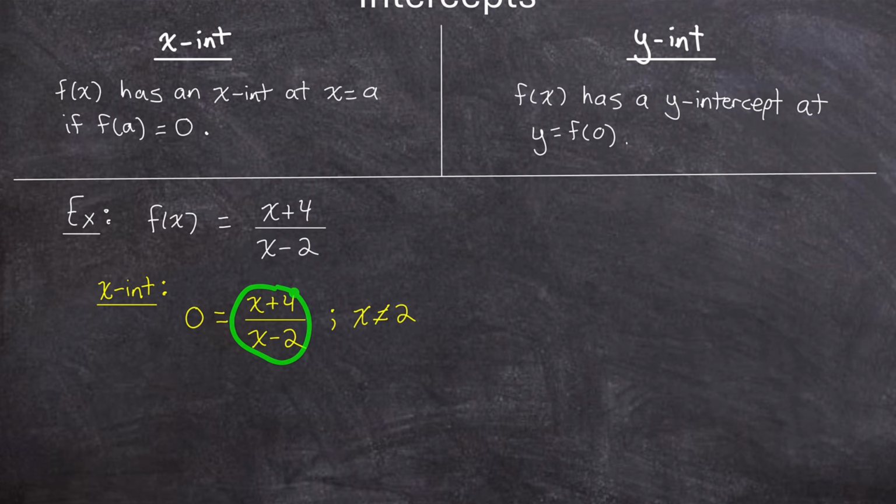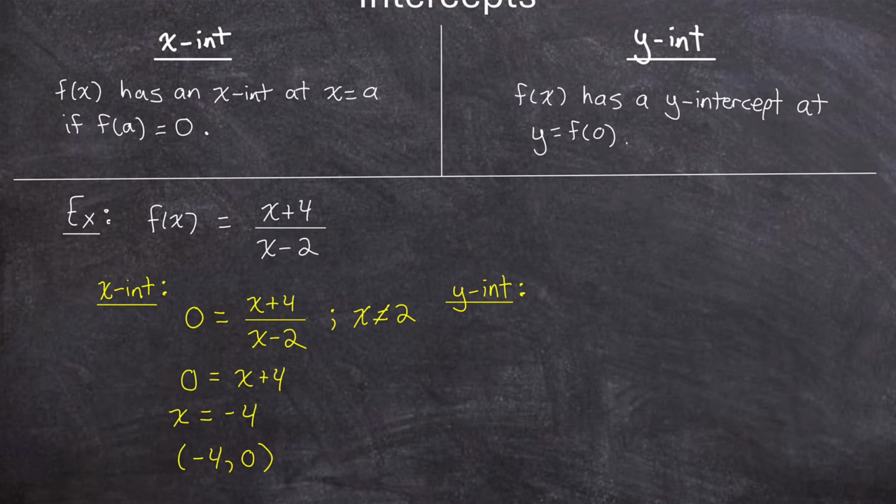What makes a rational function be 0 is if the numerator is 0. So I can just set the numerator equal to 0. And then solving that equation, I see that if x was negative 4, this function would be 0 over negative 6, which is 0. So there's an x-intercept at the point (negative 4, 0). And now let me calculate the y-intercept. The y-intercept is at whatever y value you get when you set x to 0. So I'll just evaluate f at 0. Subbing in 0 for these x's, I get 4 over negative 2, which is negative 2. So my y-intercept is at the point (0, negative 2).